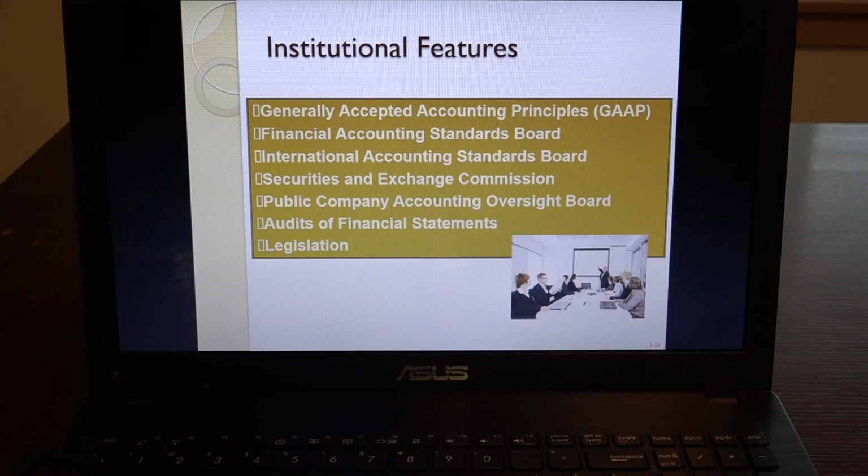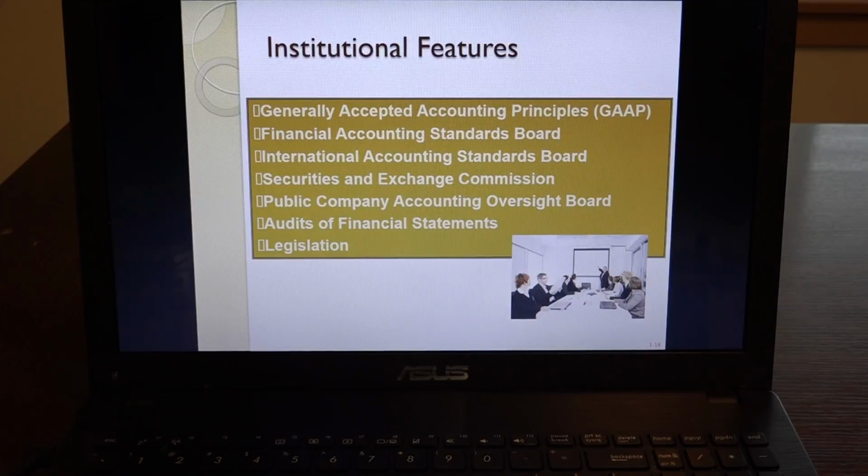What they're talking about there, audits of financial statements, that's what certified public accountants, CPAs, do. They're independent accountants, not a part of the firm. They're hired by the firm. They come in and their job is to determine whether or not the company's financial statements fairly represent the financial position of the company. Okay?